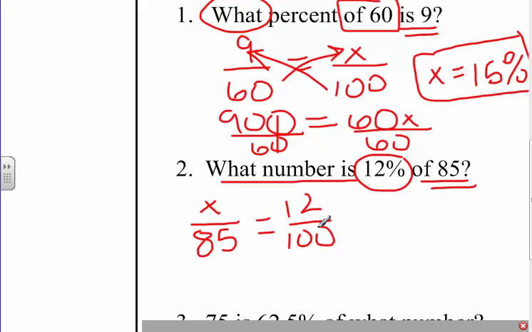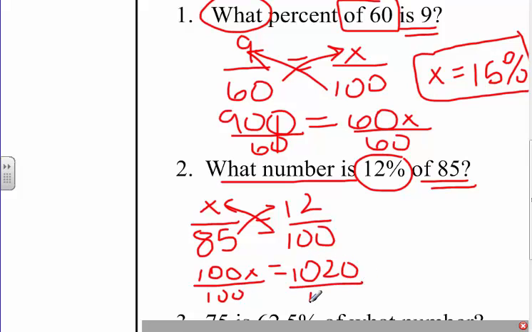Then we cross multiply and solve. So cross multiply, 100 times x equals 85 times 12, which is 1020, and divide both sides by 100. On the left, the 100s cancel, you have 1x equals, and 100 goes into 1020 10.2 times. So the answer is 10.2.